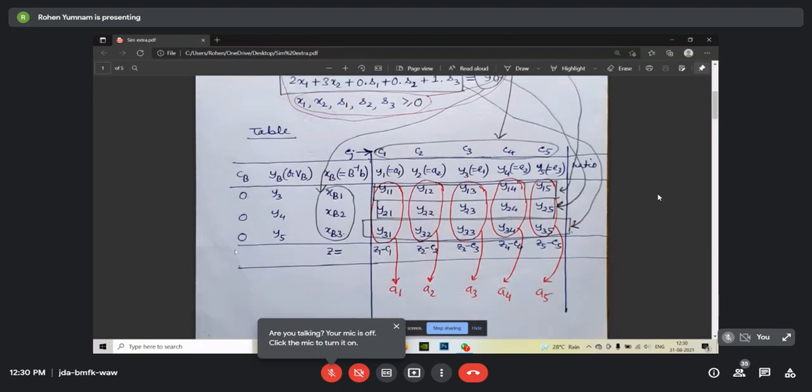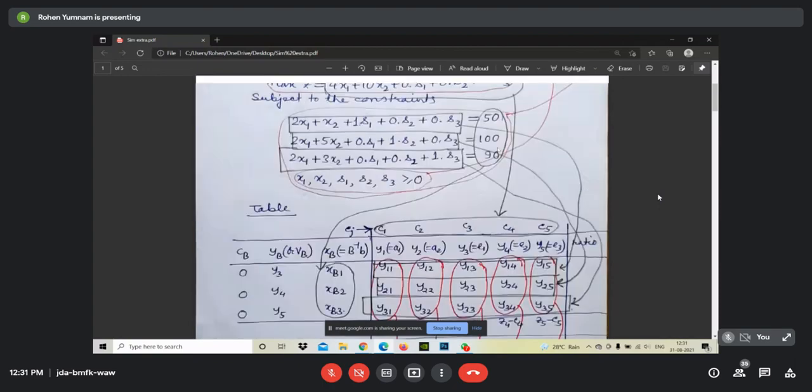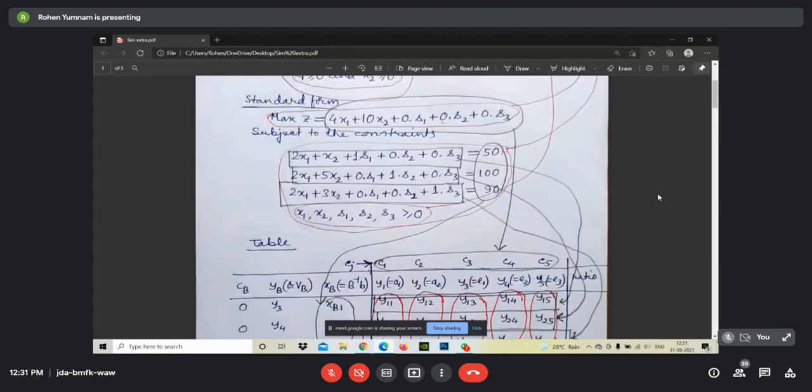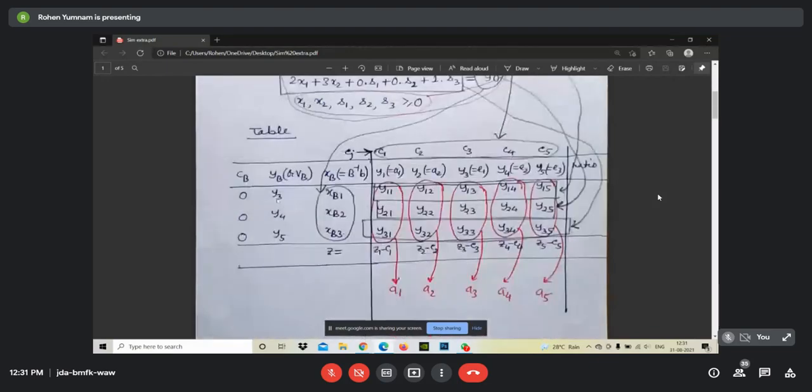And then here CB is written 0, 0, 0. Why? Y3, what is the value? C value of Y3 is 0. From here C3 0, C4 0, C5 0. These are 0, 0, 0. And that is why Y3, what is the value? 0, that will be here.